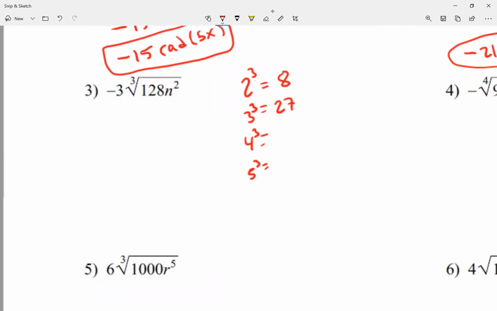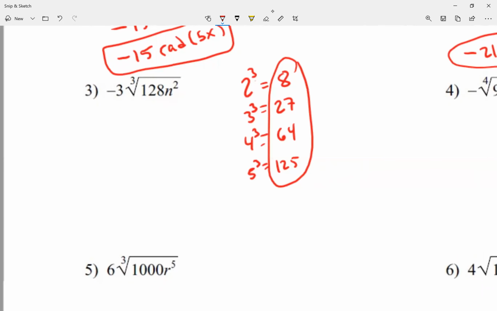4 to the third is 64. And 5 to the third is 125. I could do 6 to the third, but that's 216. That's kind of big because the number inside my radical is just 128. So make sure these numbers don't go past 128. You're not going to need anything bigger than 128.